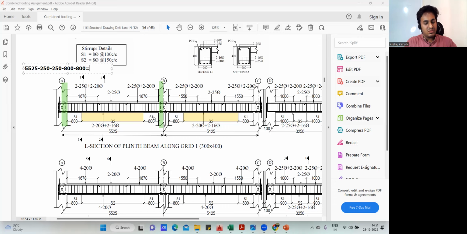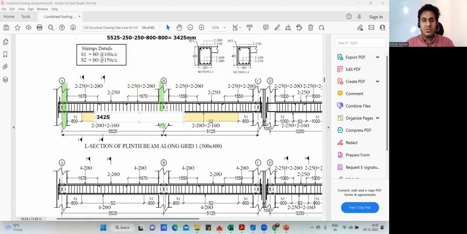So I'll do it. 5525 minus 250, then minus 250, minus 800, and minus 800. I'm getting 3425. So this is 3425 mm. That's it. So this is your center length. This 3425, whatever you got, the center portion is 3425. So here I have found. Similarly, here I need to find.